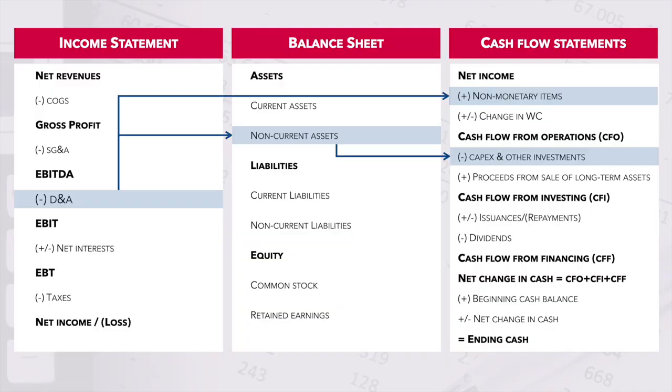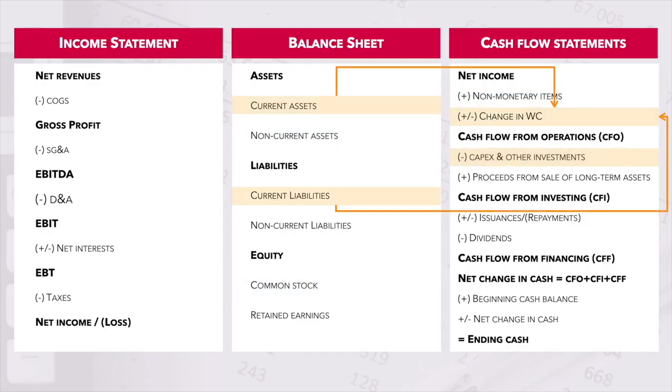D&A, property, plant and equipment, and capex. D&A are recognized as non-monetary expenses on the income statement and get subtracted from the gross amount of the property, plant, and equipment on the balance sheet. Since they are non-monetary items, they are then added back to the net income in the cash flow statement into the operating section. At the same time, capex are added to the gross amount of property, plant, and equipment on the balance sheet and subtracting from the cash flow statement in the investing section.